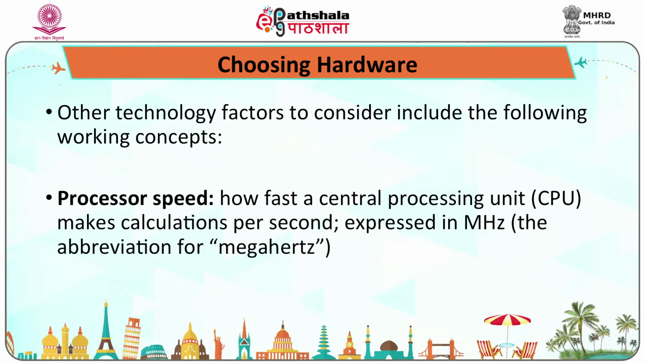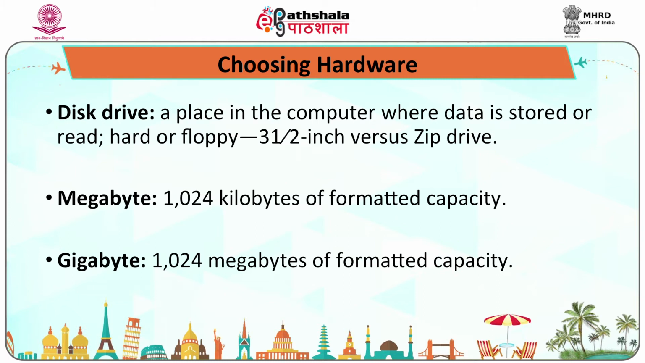Other technology factors to consider include the following working concepts. Processor speed: how fast a central processing unit, CPU, makes calculations per second, expressed in megahertz, the abbreviation MHz. Disk device: a place in the computer where data is stored or read, hard or floppy. Megabyte, kilobyte of formatted capacity; gigabyte, 1024 megabytes of formatted capacity.